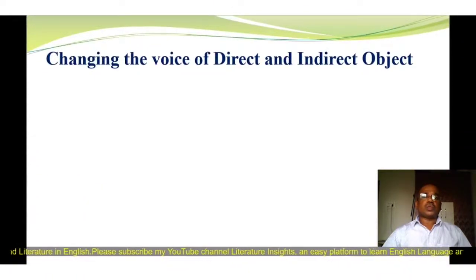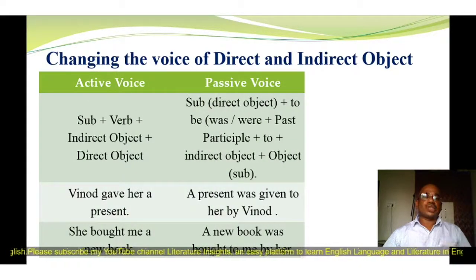Then changing the voice of direct and indirect object, we have a structure here. In active voice, subject plus verb plus indirect object plus direct object. In passive voice, we have a structure: subject, which was direct object in active voice, plus to be, was, were, plus past participle, plus to, plus indirect object, plus object, which was a subject in active voice.